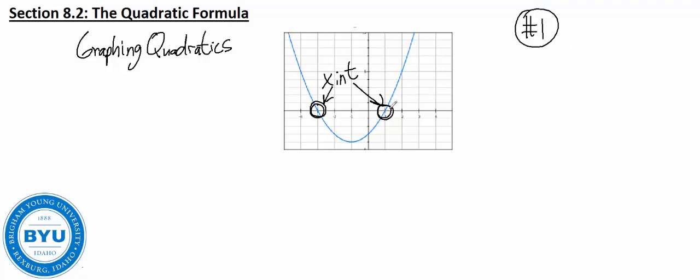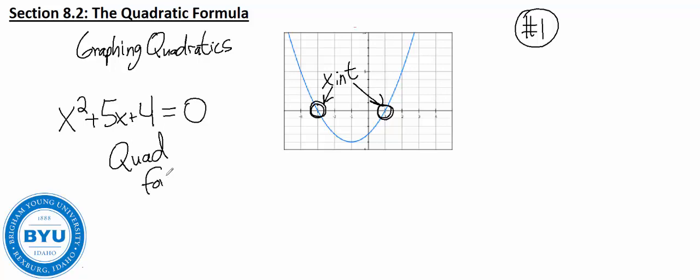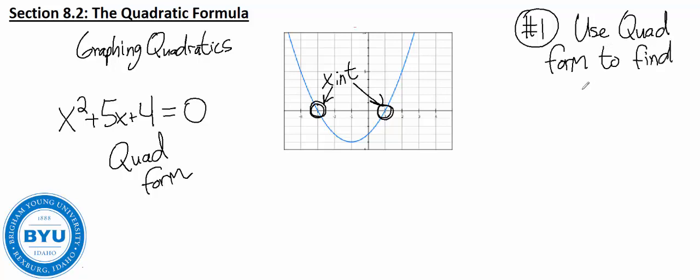you find. Step number 1, we need to figure out when it equals 0. If I was graphing x squared plus 5x plus 4, and I wanted to know where the x-intercepts are, I would set it equal to 0. And how would I solve this? Oh, you bet! The quadratic formula! Negative b plus or minus square root of b squared minus 4ac all over 2a. So that's step 1 when graphing. Use the quadratic formula to find the x-intercepts. That's the first thing we'll always do.